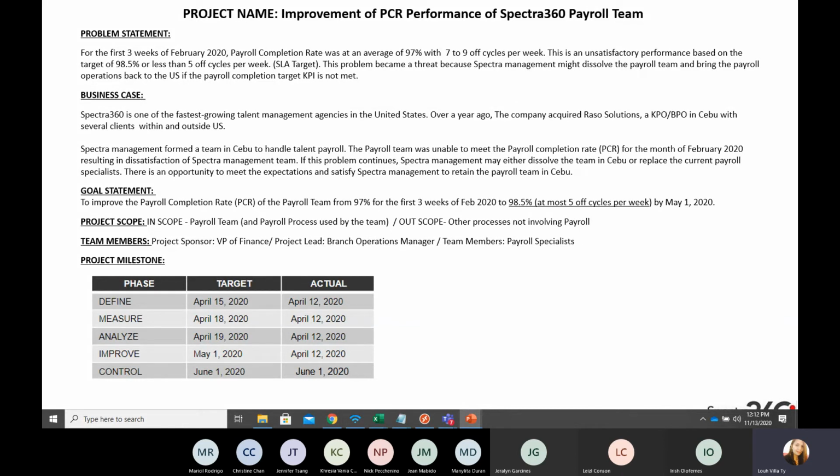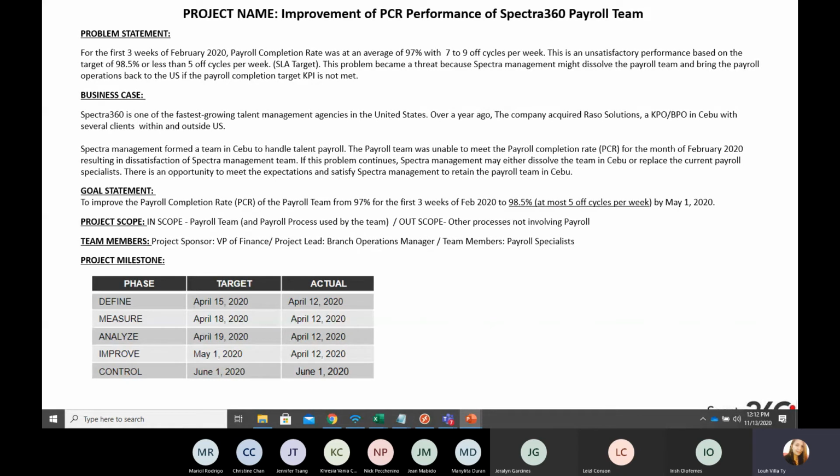Is it attainable? Definitely, because we've already been doing that. In fact, we have exceeded 98.5. So it is attainable. Is it realistic? Yes, it is realistic because it's attainable. And is it time bound? Yes, because I indicated here the date as to when I will be fulfilling the goal, which is May 1, 2020.